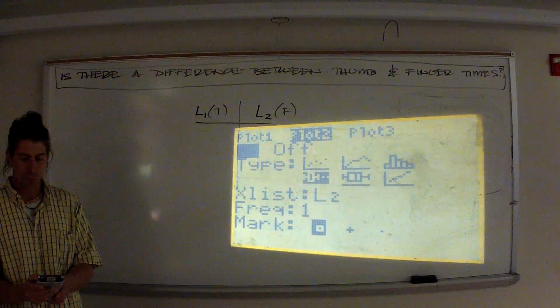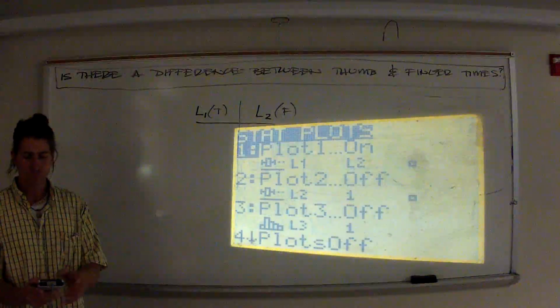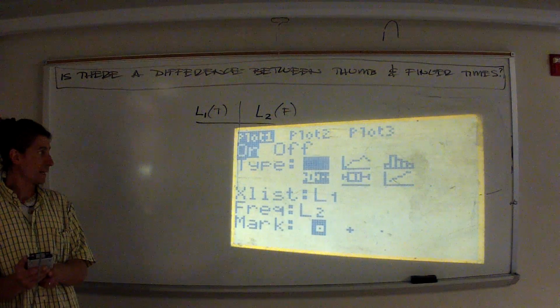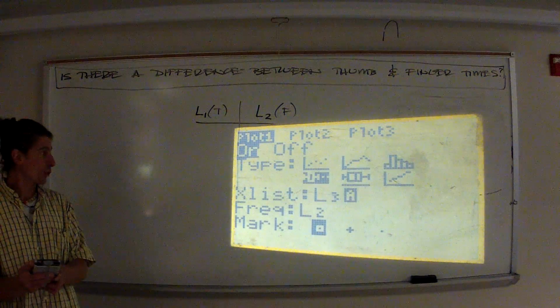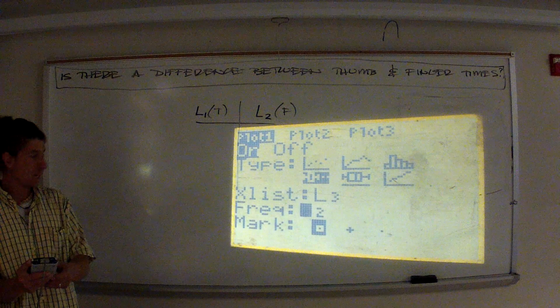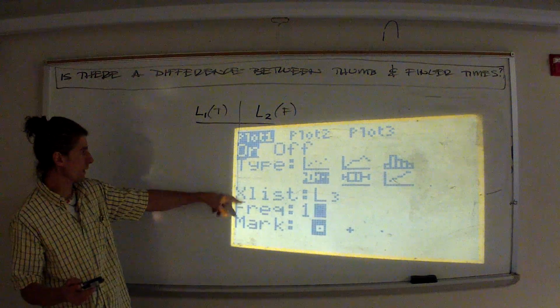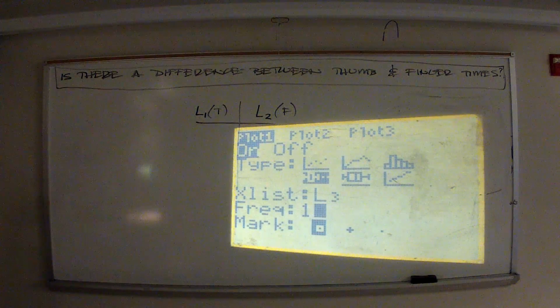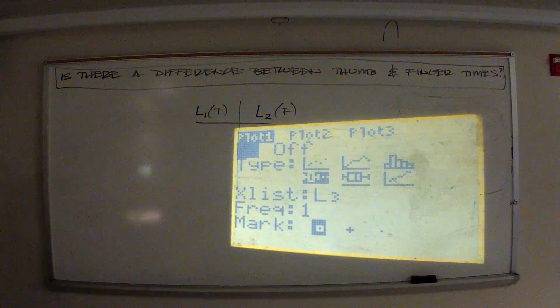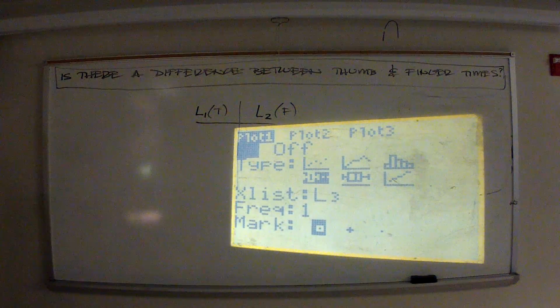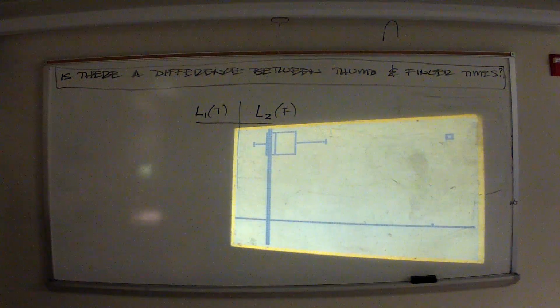So I'm going to go back, turn plot 2 off, and just plot 1, but make sure it's looking at L3 with a frequency of 1. I had that set up wrong last time. I had it set to L1, L2. That's okay. How do we get to that page? Second Y equals. Oh, okay. And then zoom 9. Okay. Check it out.